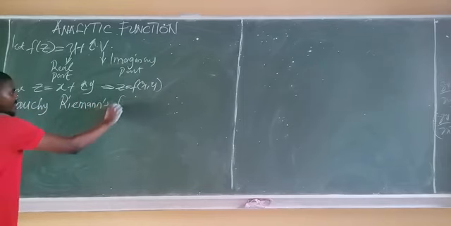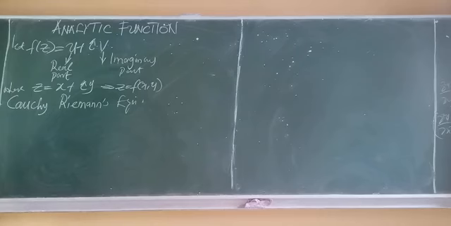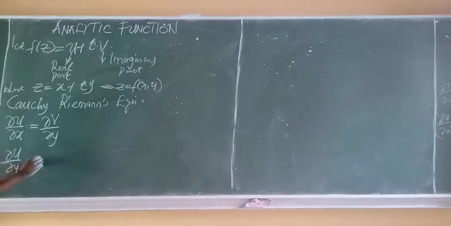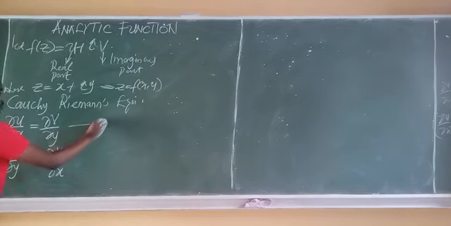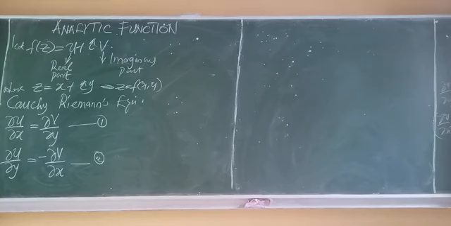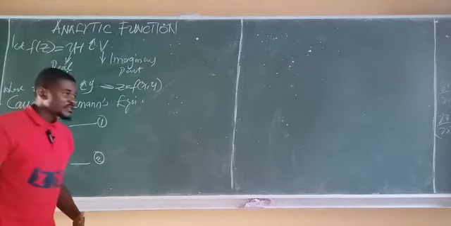Okay, so what are the Cauchy-Riemann equations? We have that the partial derivative of u with respect to x must be equal to the partial derivative of v with respect to y, and the partial derivative of u with respect to y must be equal to minus the partial derivative of v with respect to x. These two equations are called the Cauchy-Riemann equations. So whenever a function is given to you, any function that satisfies this condition is said to be an analytic function.